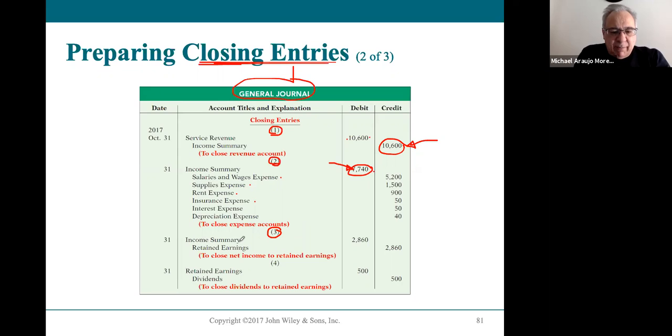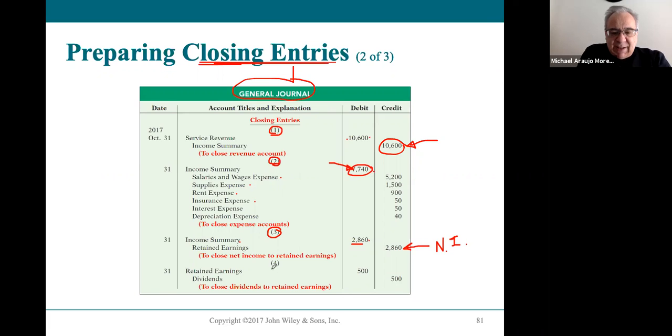So that net income needs to be transferred to retained earnings. In order to transfer it to retained earnings, we close the income summary account with a debit. Now there are equal amounts on the debit and credit side for income summary. And we move the net income over to the retained earnings account. Remember, a credit to retained earnings increases retained earnings. That's what net income does.